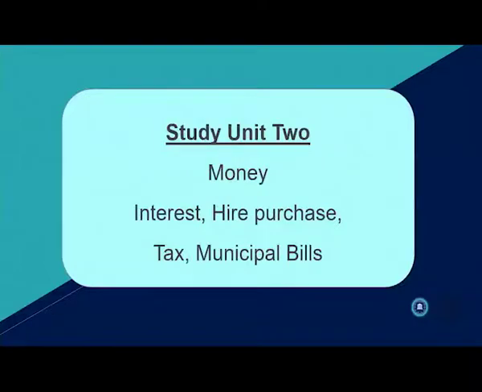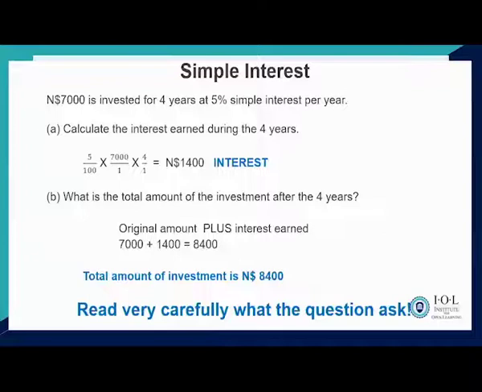Money, interest, hire purchase, tax, municipality bills. You will definitely be asked a few questions on money, so please don't leave this out. Now, simple interest, you just get that for 5%, the rate. 5% of what? Of your 7,000 that you invested. For 1 year, it's just 5% of 7,000. For 2 years, it's times 2. For 3 years, it's times 3. You get the interest for 1 year and times it with the number of years.